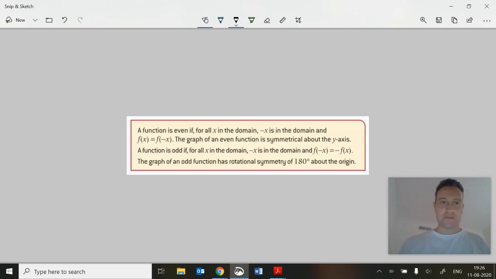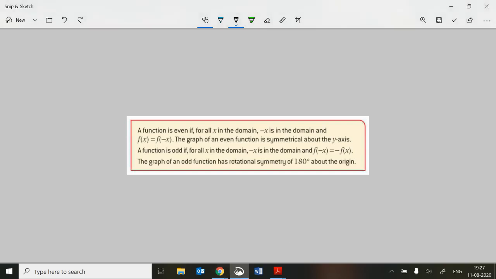Okay, so we're talking about definitions here. I've just taken this from the book. It says a function is even if for all x in the domain, minus x is in the domain and f of x equals f of minus x. There's a lot of words there.